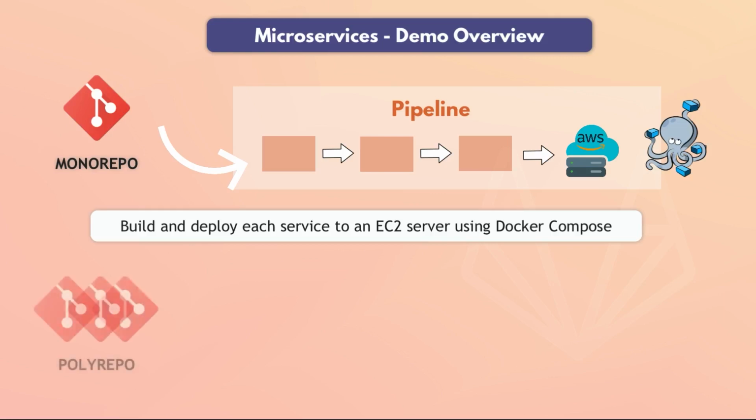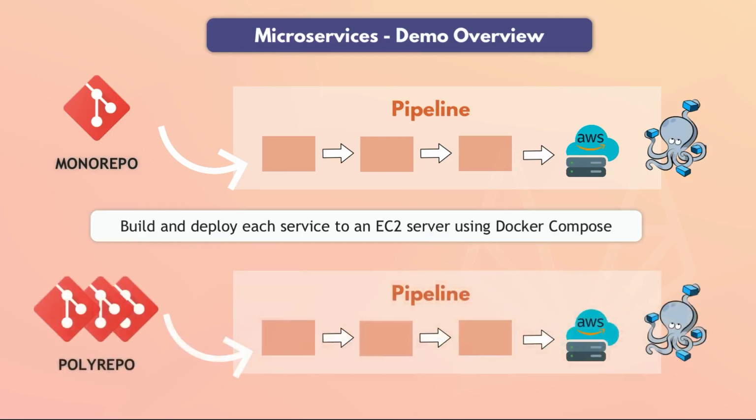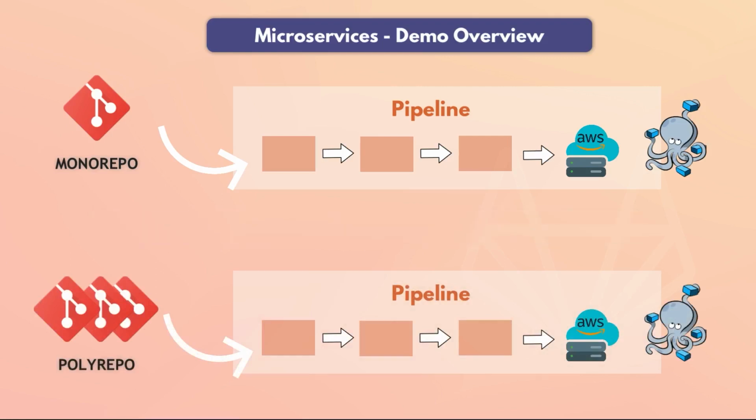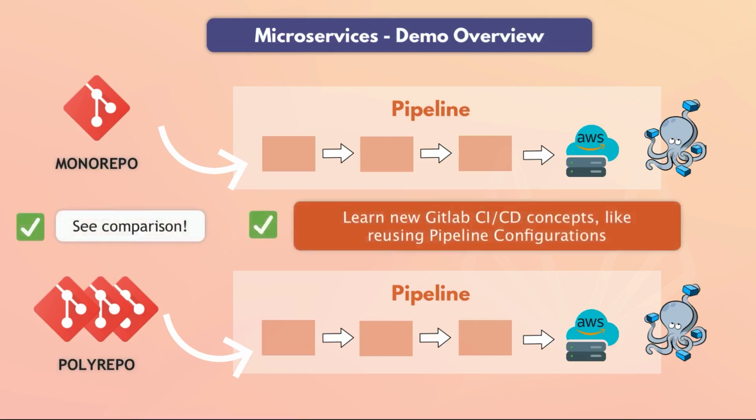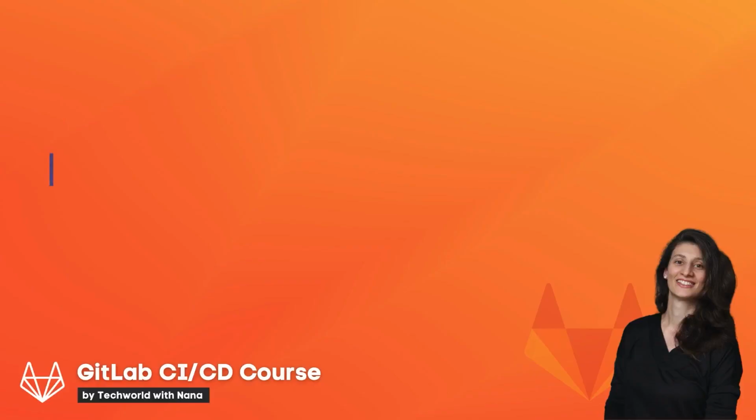After that, we will create a polyrepo for the same project and build the same CI/CD pipeline for our polyrepo application. And along the way, of course, we will see the comparison of these two and also learn important concepts of reusing the pipeline configuration for multiple services in both monorepo and polyrepo setups. So let's get started.